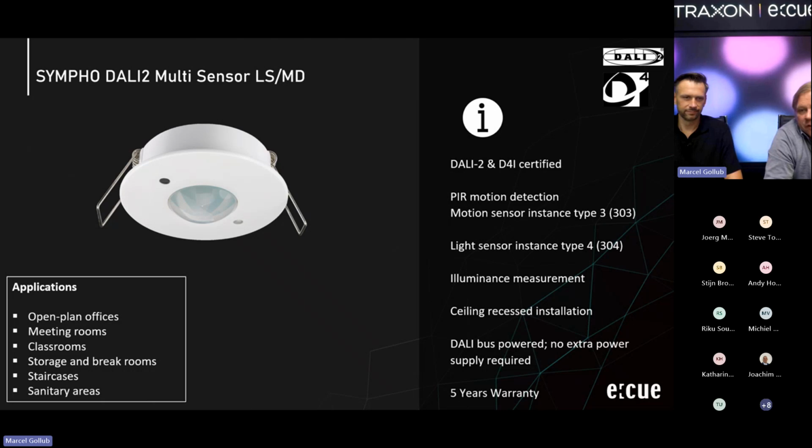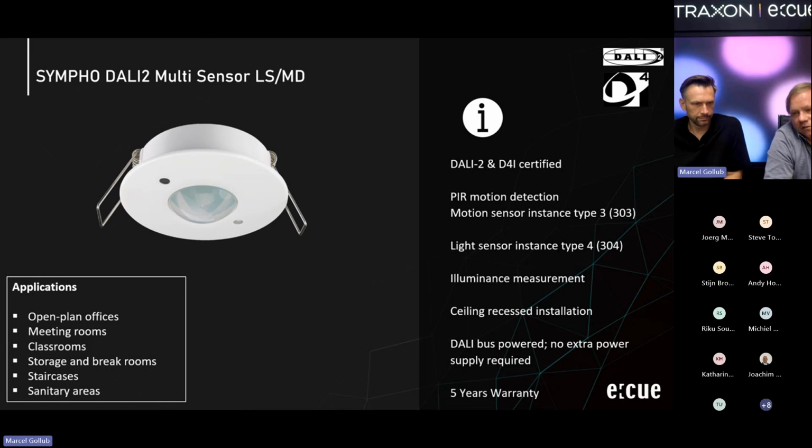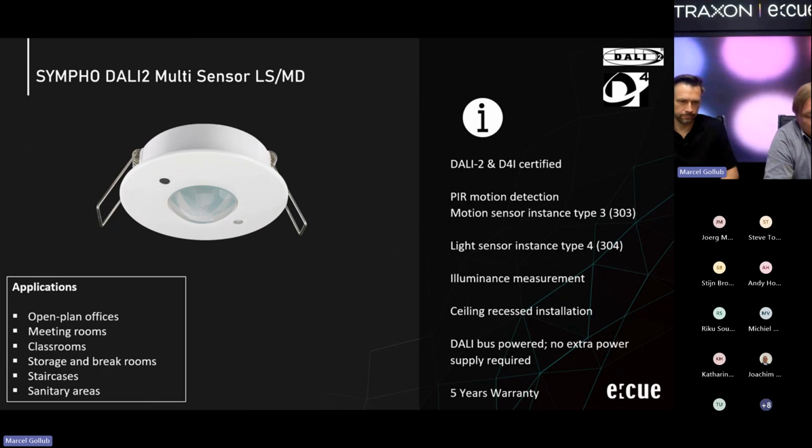It's a combination of a PIR motion sensor with a light sensor. As you can see, the motion instance is 303 and the light sensor instance is 304. So according to the DALI 2 standard, as I mentioned, it's a combination of movement and illumination or illuminance measurement.